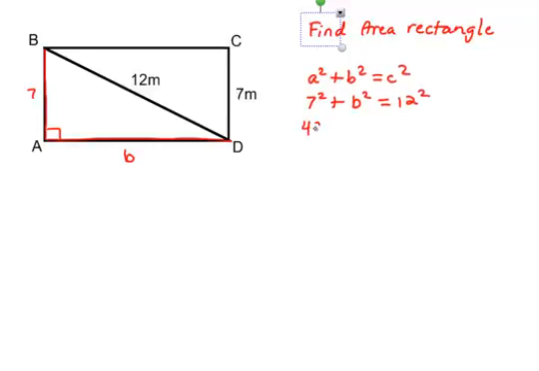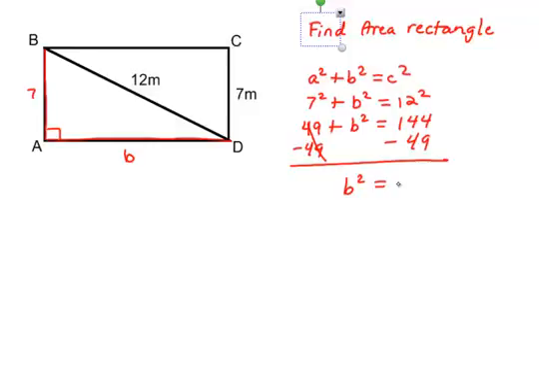7 squared is 49. 12 squared is 144. So we're going to subtract the 49. And we get b squared is equal to 95. Last step is to find the square root of both. So we have b is equal to the square root of 95, which is approximately equal to 9.7 meters. Okay, so we'll put 9.7.